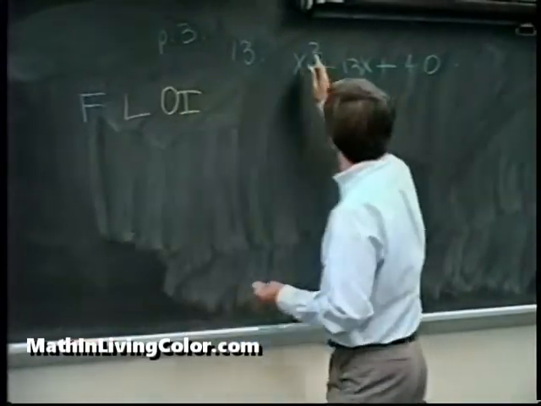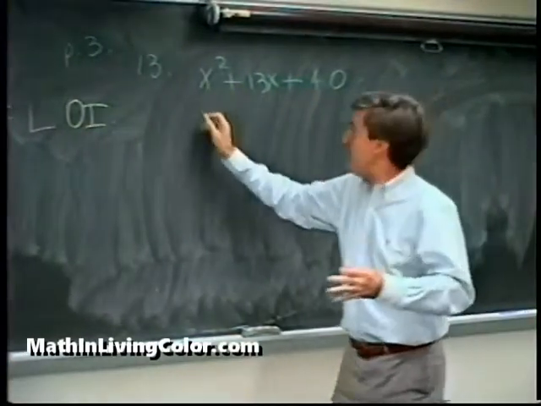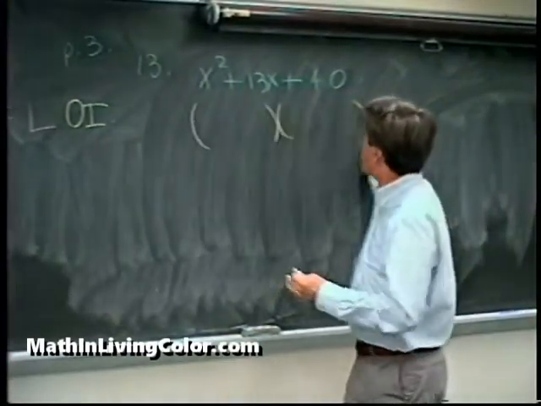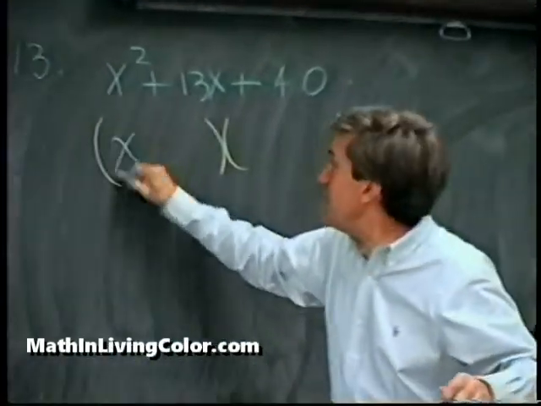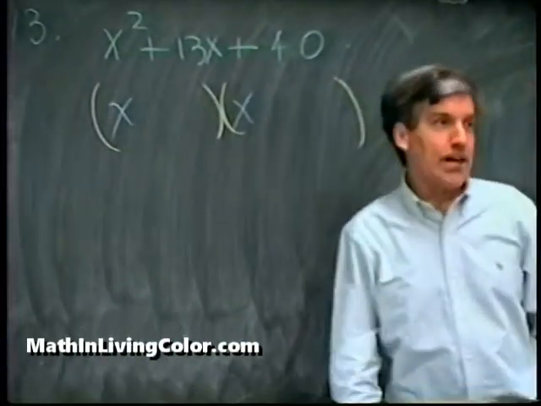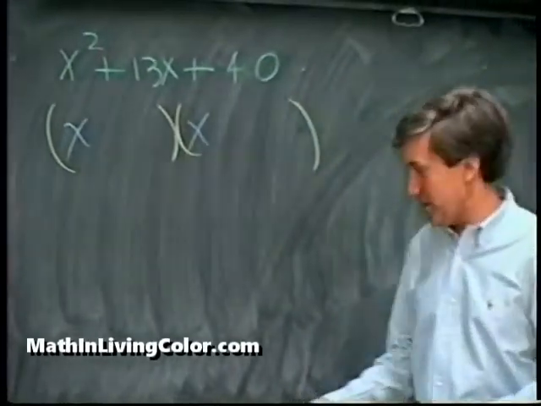So what's the first thing I look at when I see that problem? F. And that means I've got to have two sets of parentheses here, and the first times first is going to be what? X times X. X times X. And then what would you do for the last times last?